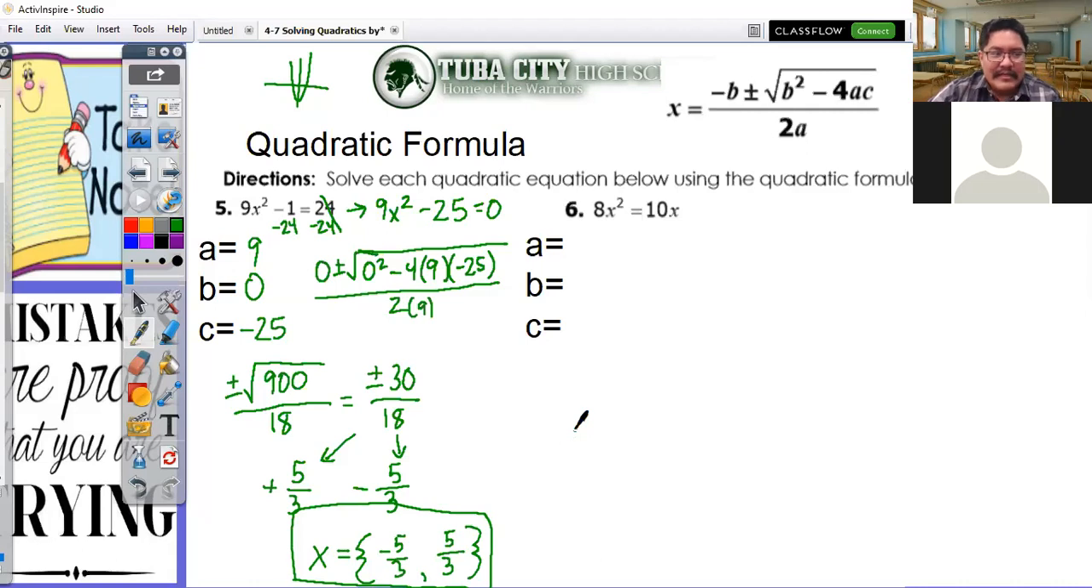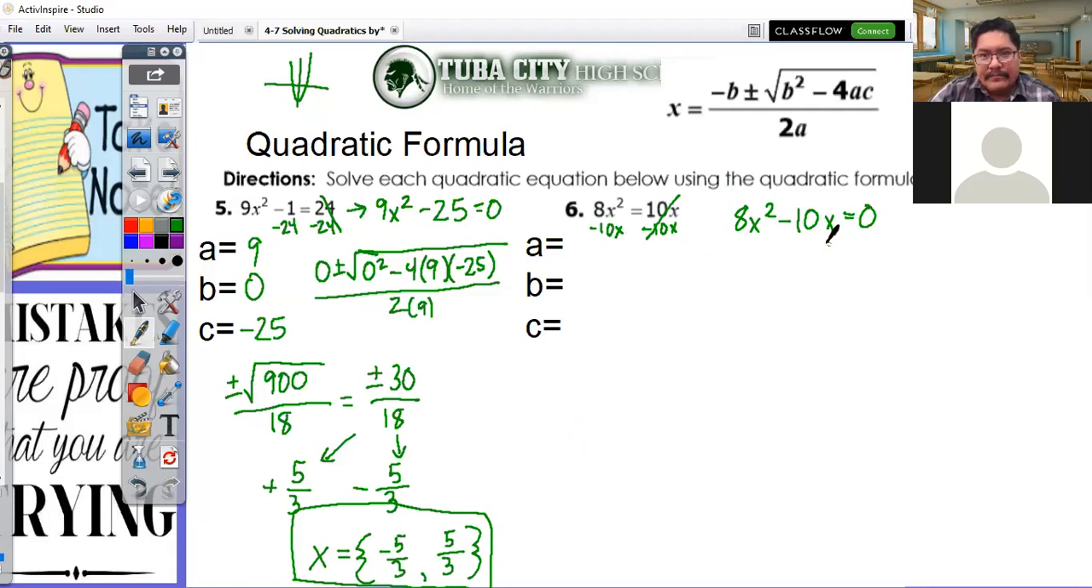All right, so let's go ahead and move on to the next one. I think we're done with that one. I don't see anything else we need to do. All right, let's do this one here. It looks like we are missing some of our values again, and it's still not in standard form. So in this case, I'm going to have to get rid of everything on one side. I'm going to have to subtract 10x from both sides. 8x squared minus 10x equals 0.